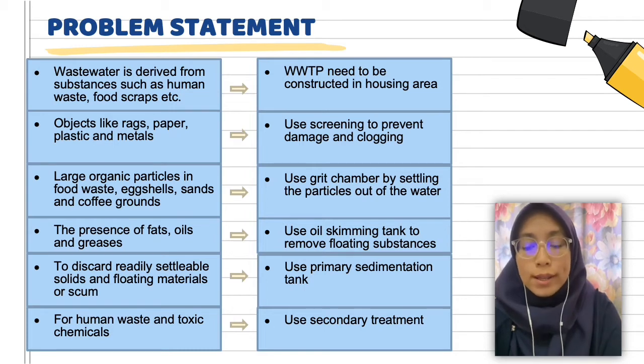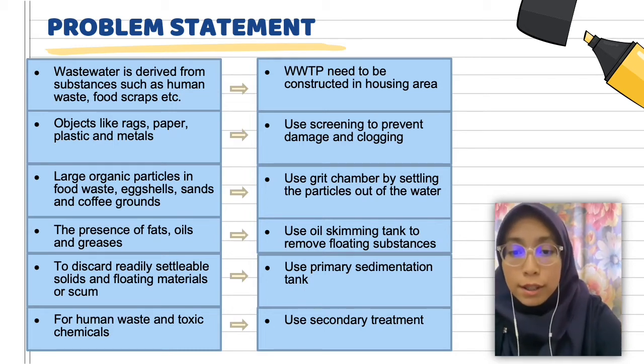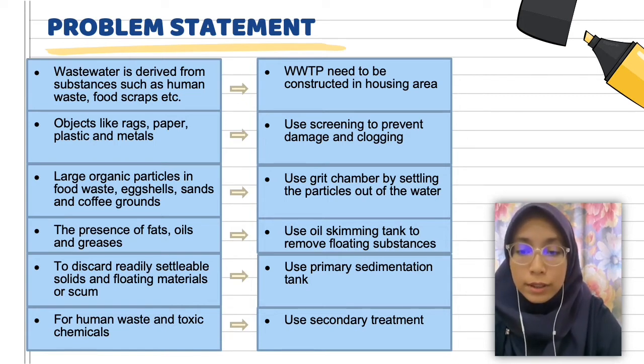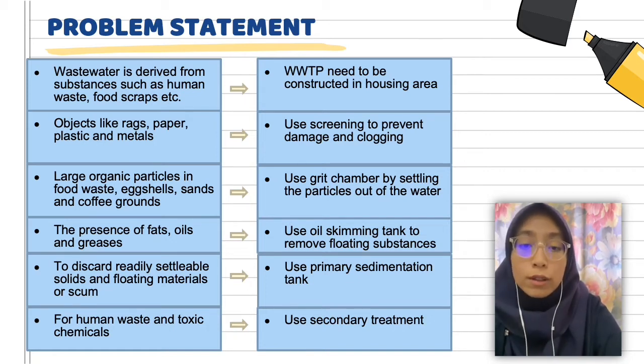For human waste and toxic chemicals, we choose to treat in secondary treatment. This is because oxygen is added to the wastewater to speed up the growth of microorganisms. These microbes then consume the waste and settle to the bottom of the secondary settling tank. After secondary treatment, 80 to 90% of human waste and other solids have been removed, including toxic chemicals.